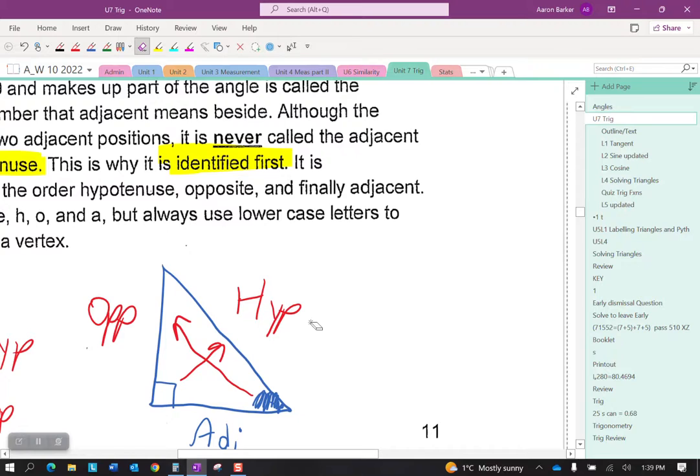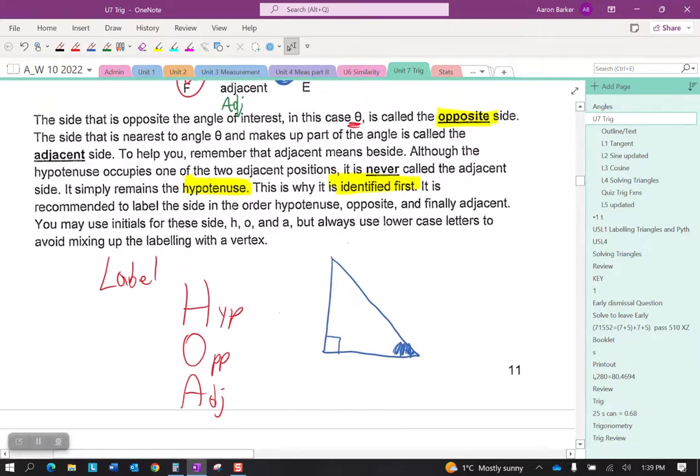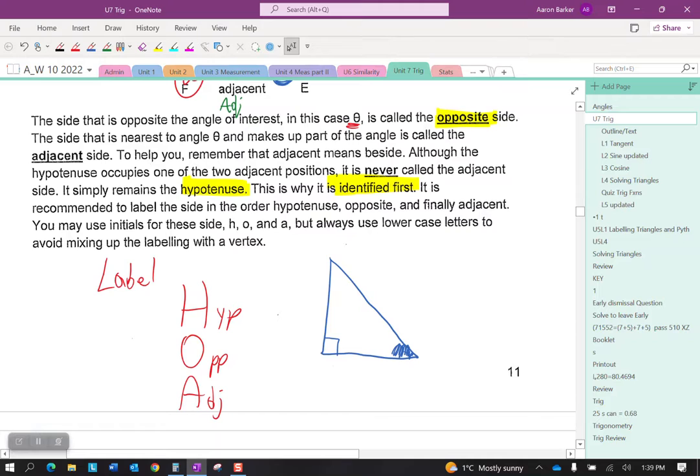Okay, so we're going to do a little bit more practice here. Draw this triangle, and let's label HOA, hypotenuse, opposite, adjacent. Label your HOA. It's HOA, hypotenuse, opposite, adjacent. This is math, it's not a rap song.